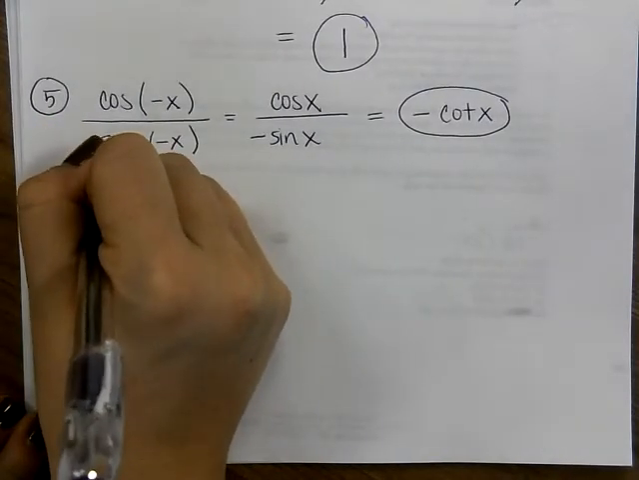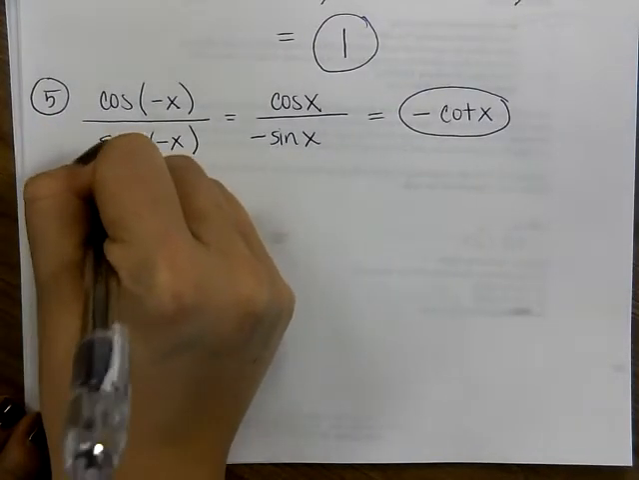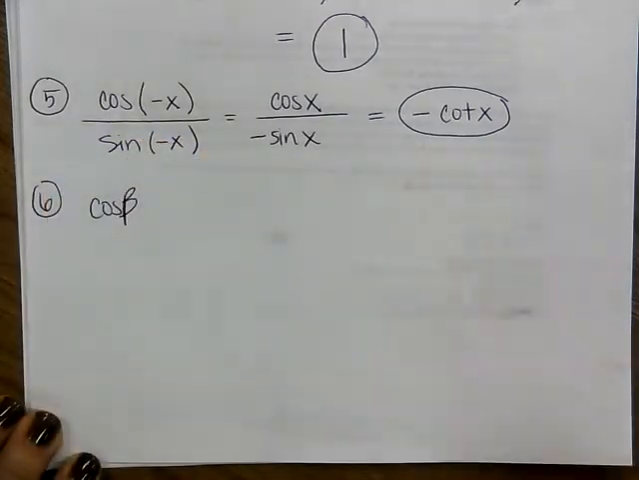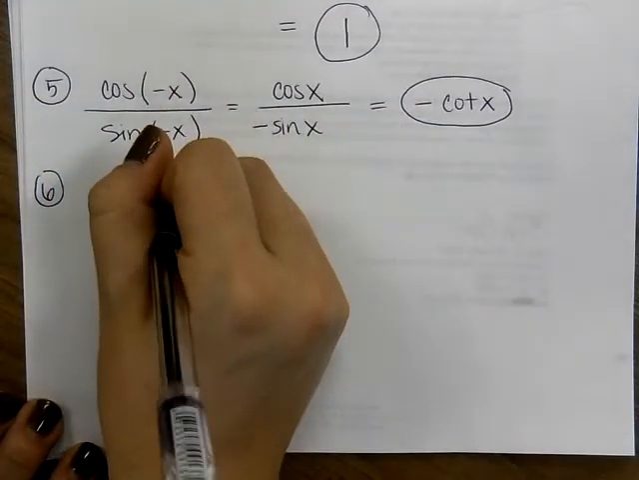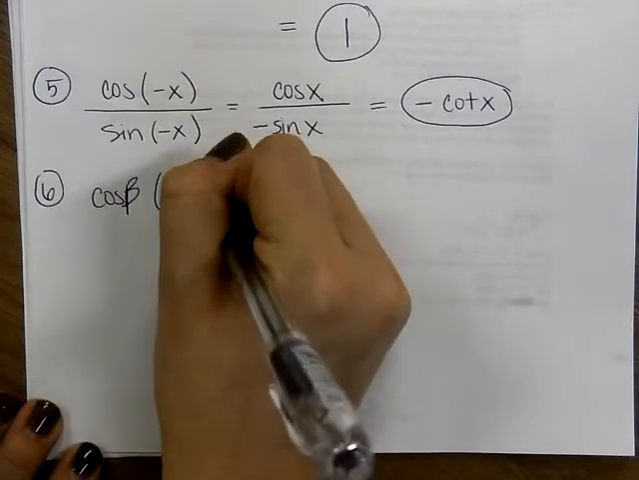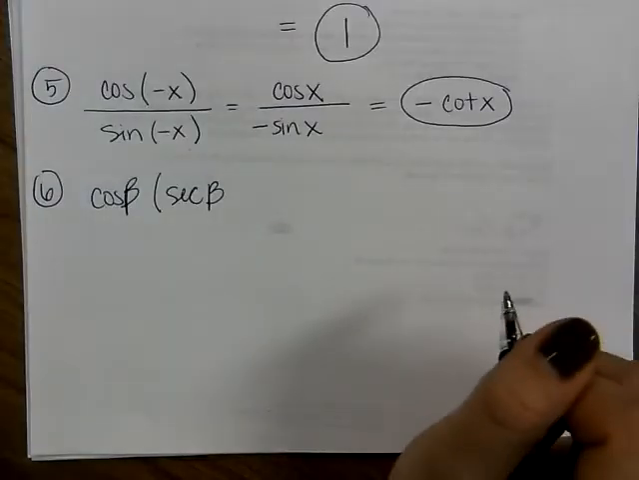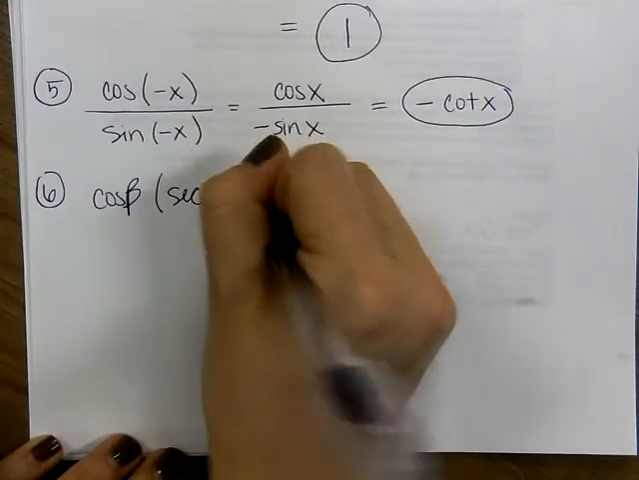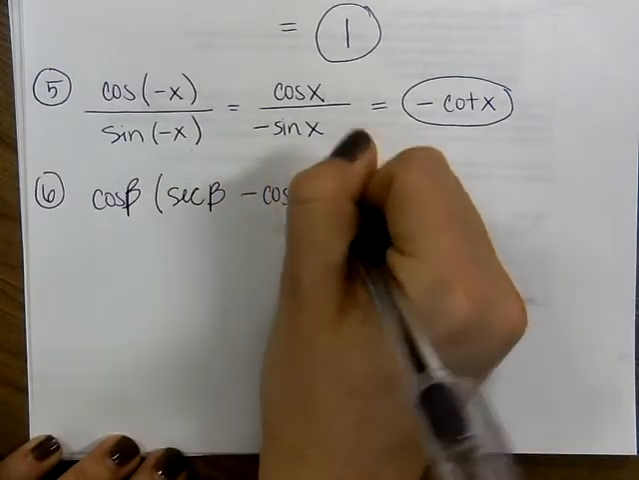You ready to try one? You want to try one on your own? Okay, so try one on your own and then we'll talk about it. This is beta. It's like a big B with a tail, okay? So we have the cosine of beta times the secant of beta minus cosine beta.